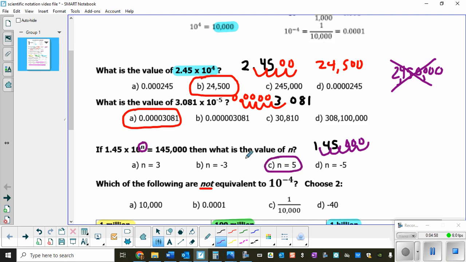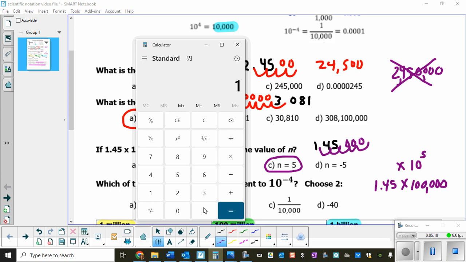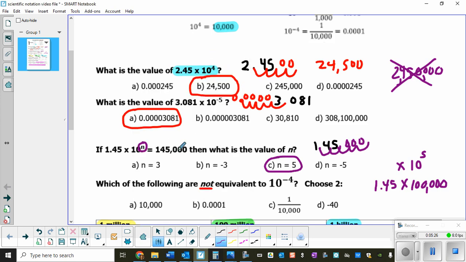And if we replaced n with a 5, that would be 1.45 times 10 to the 5th. You might remember from up above that 10 to the 5th is just simply 100,000. So basically for this problem, we're multiplying 1.45 times 100,000. And I'll show you real quick in the calculator. If you do 1.45 times 10 to the 5th power, we get 145,000, which is what we wanted to get right there. So we found the value of n by simply taking the 1.45 and seeing how many times we would need to move the decimal.